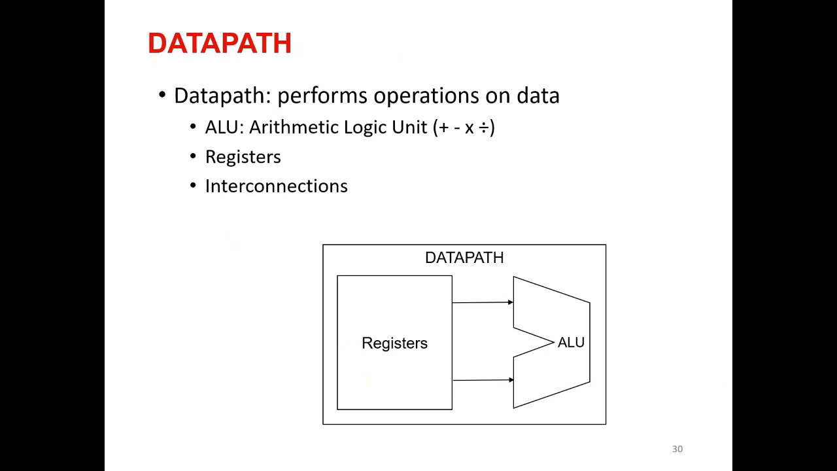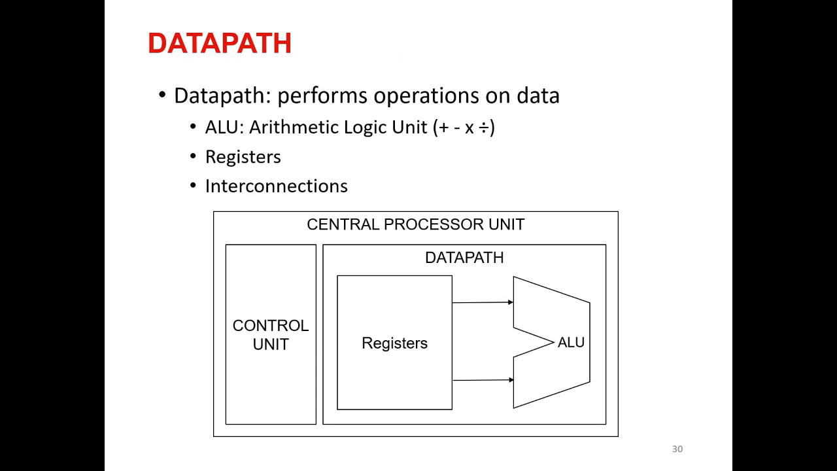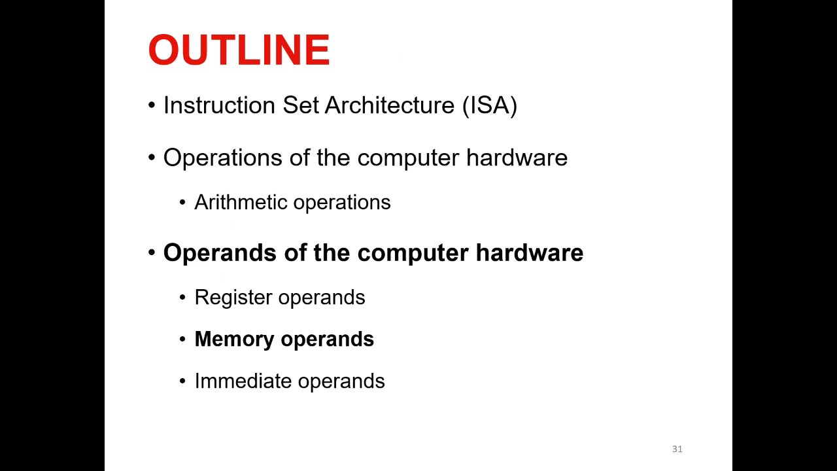And the control is what says, okay, data path, you have here register 19, you have here register 20, just add those registers and place the result on register 21. And all this is what we refer to as the central processing unit, or the processor.